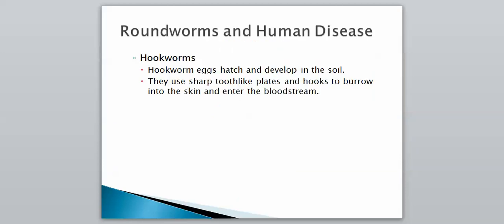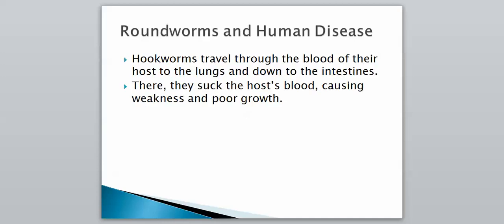So our last one are hookworms. So hookworm eggs will hatch and develop in the soil, and then they will use sharp tooth-like plates and hooks to burrow into the skin and enter the bloodstream. And since they live in the soil, you're usually going to get them when you are walking around barefoot. And then the hookworms will travel through the blood of their host to the lungs and down to the intestines, and there they suck the host blood, causing weakness and poor growth.